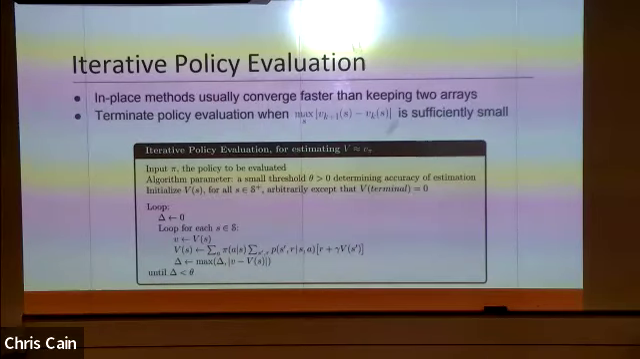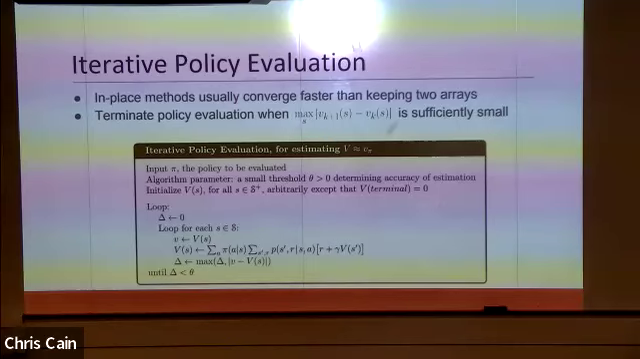So here's an algorithm for iterative policy evaluation. We're going to terminate when the changes that we make to this are small enough that we basically say further changes are irrelevant. They don't change how we value these states by a sufficient enough point that it's going to change what we want to do.